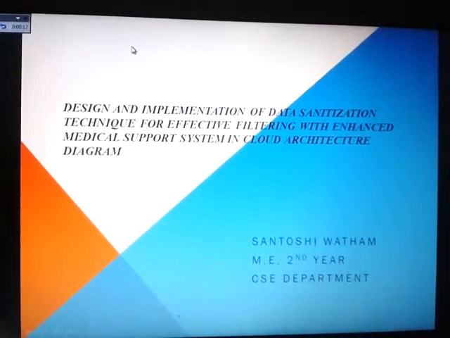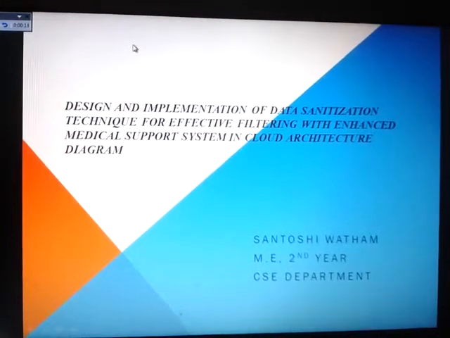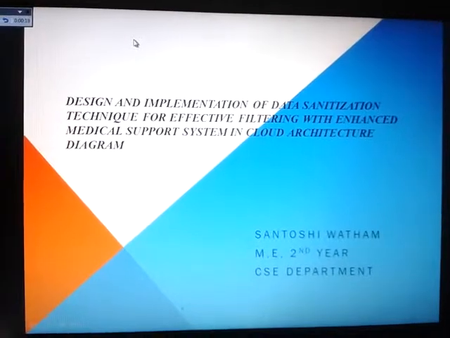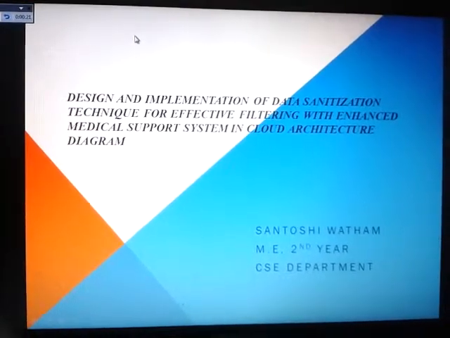My department is CSE. My project title is Design and Implementation of Data Sanitization Technique for Effective Filtering with Enhanced Medical Support System in Cloud, Architecture Diagram.